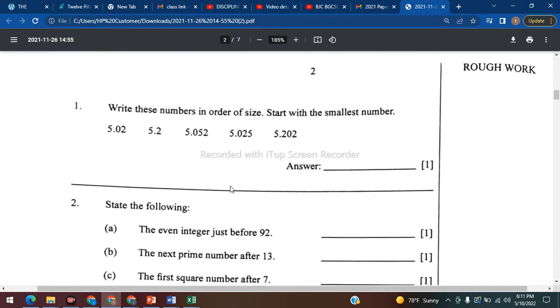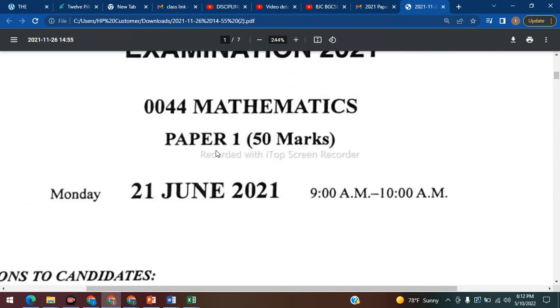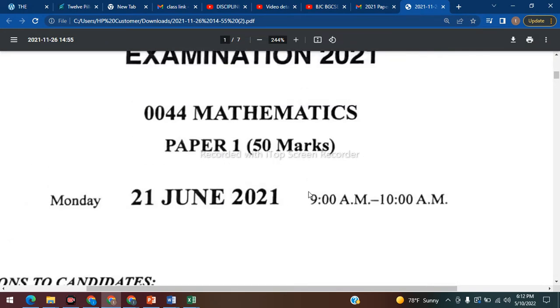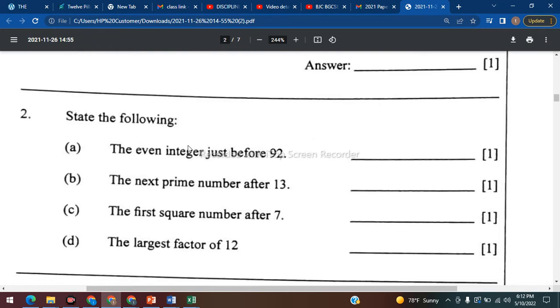Okay, so the next question is, and this is a nice question. I like this one. You have to really be thinking for this one. Let's see what it says. This is 2021 still, the one you asked me to go over. It says, state the following. Give the even number just before 92. What's the even number just before 92?